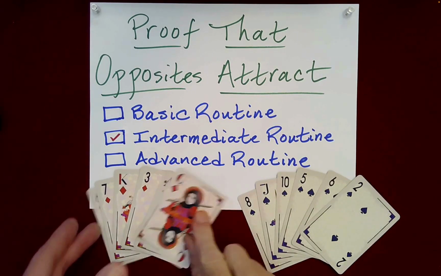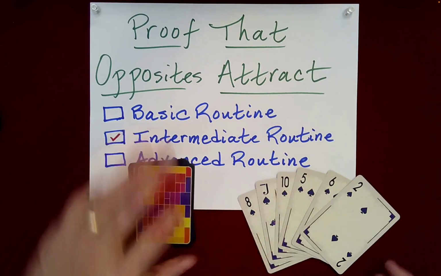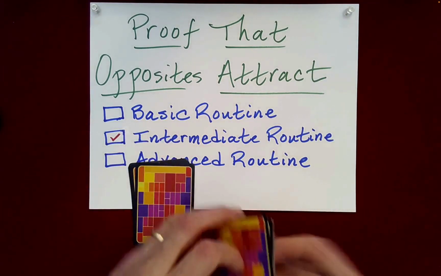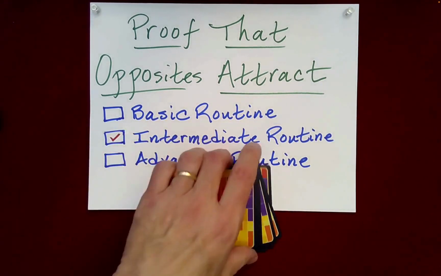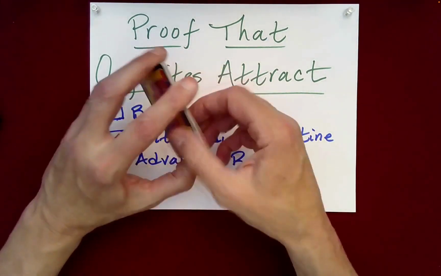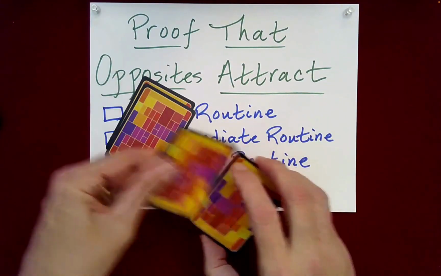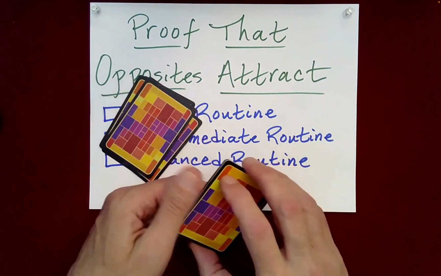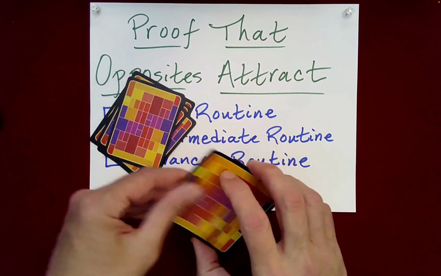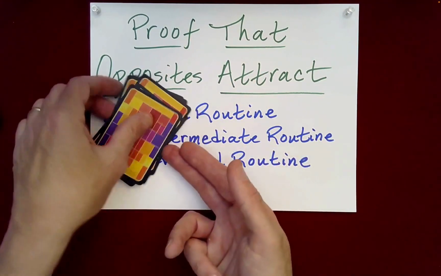So what we do here is we, as before, have the spectator randomly stack these together. Maybe they'll put the red on the black. That's just fine, okay? And then we're going to Klondike shuffle the cards. Okay, so that's what we did in the basic routine as well. In fact, I'll probably tell you where we deviate. Okay, so that's the same.